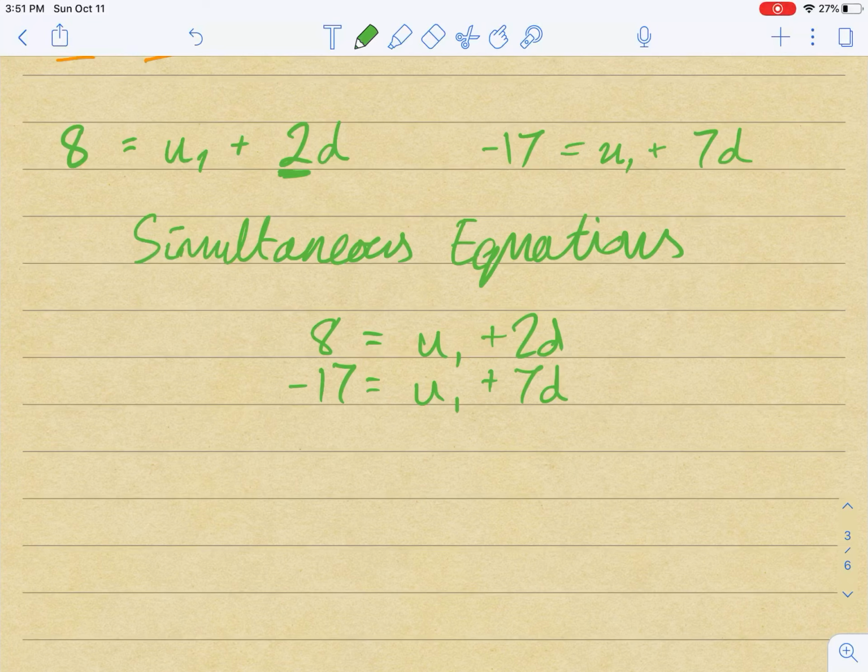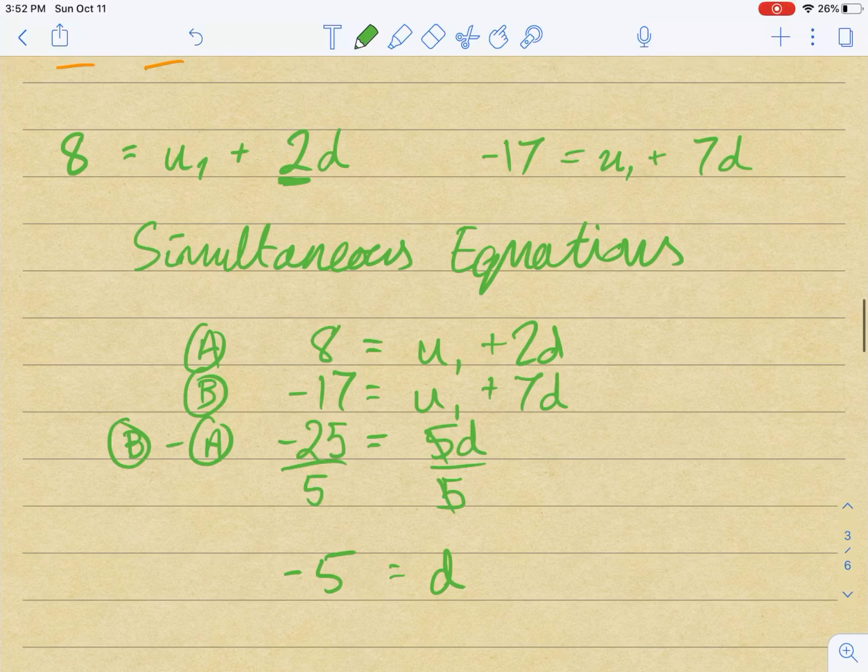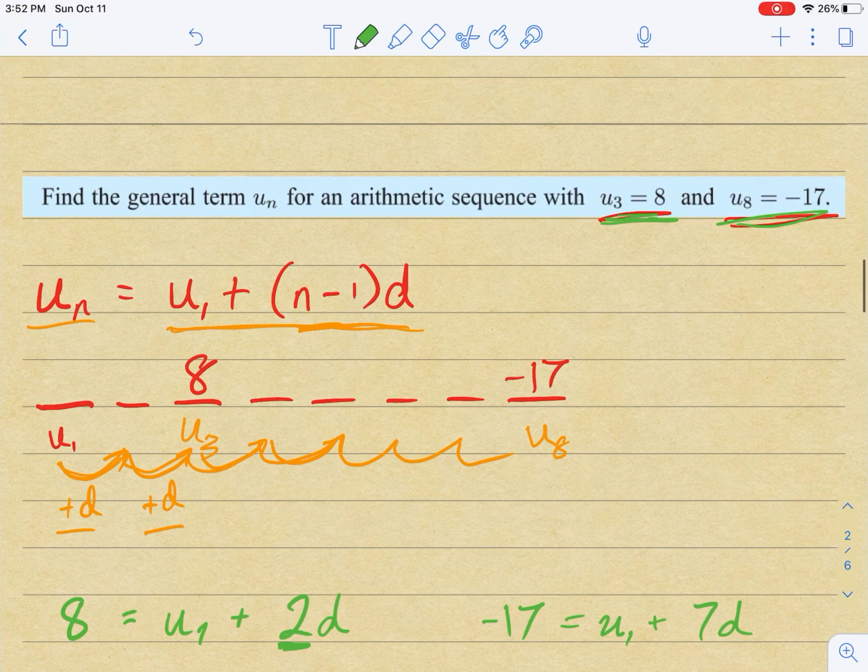Well, if I subtract one from the other, let's go for B minus A. I'm going to get over here 5D. The U1s will cancel out. And minus 17 minus 8 is minus 25. And if I divide by 5, I'm going to get negative 5 equals D. So my common difference is negative 5. I'm subtracting 5 all the way along this sequence.